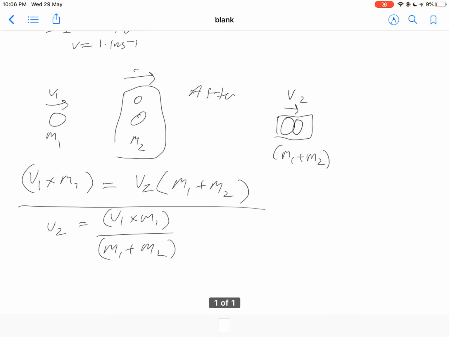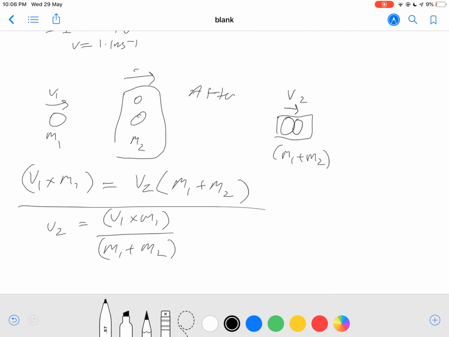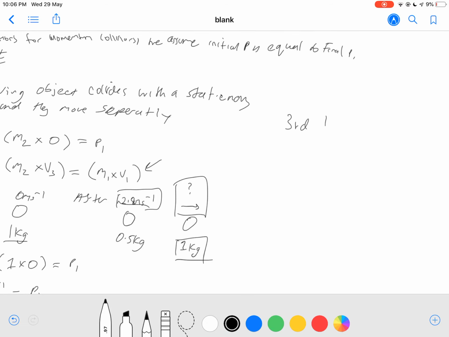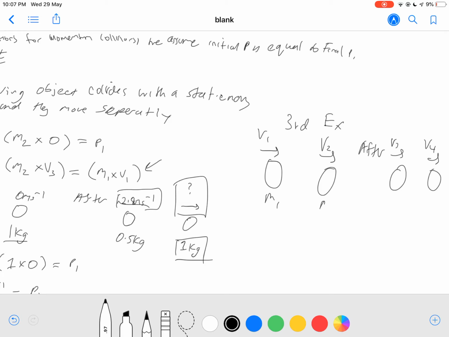Okay, so another example, a third example. There's a ball, and it's moving, and there's another ball, also moving. After they collide, the two balls are separate: one is moving this way and the other is moving this way. They'll give you velocities, so say this is v1, v2, v3, v4, and this is m1, m2.